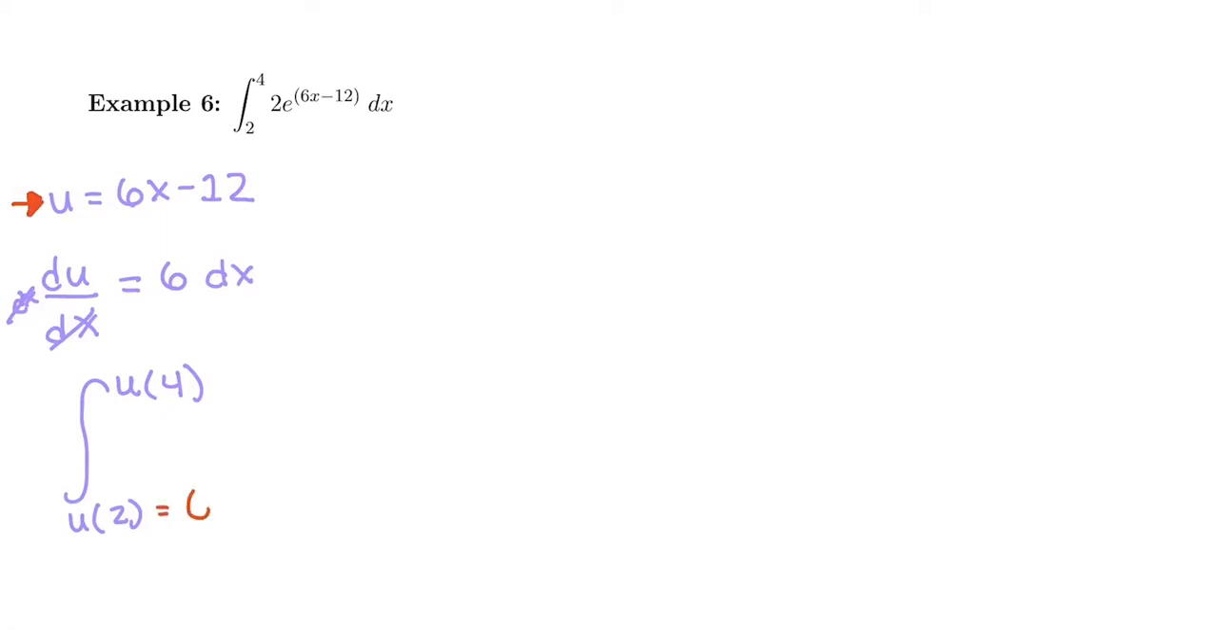So u is going to be 6 times 2 minus 12, which is going to be 12 minus 12. So our new lower bound is 0. That is totally fine. It's usually nice to plug in 0 to things. So 6 times 4, my old upper bound, minus 12, because that's 24 minus 12, my new upper bound is 12. So now when I go to do this substitution, I'm really taking the integral from 0 to 12.